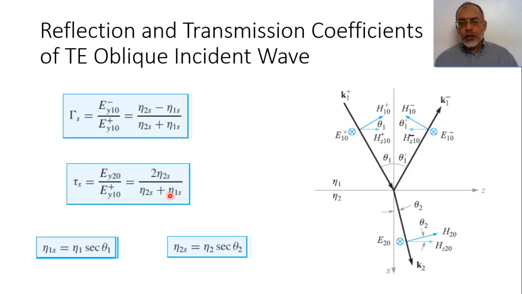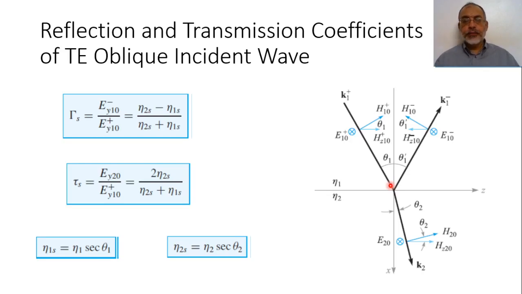Okay? So once again, we can assume that the case of normal incidence is a special case of the transverse electric oblique incidence when the angle of incidence theta 1 equals 0. Alright? So effectively, both the transverse electric and transverse magnetic will be the same if the angle of incidence is 0, or if the field is normal incident to the interface.